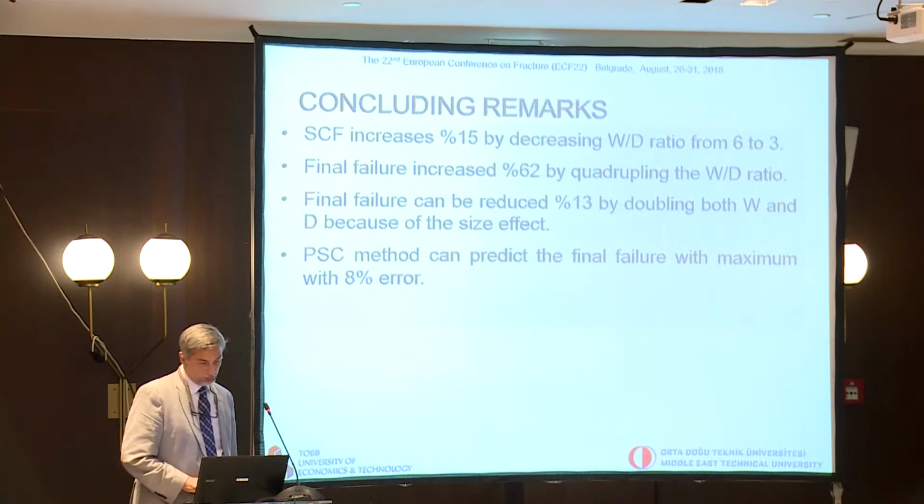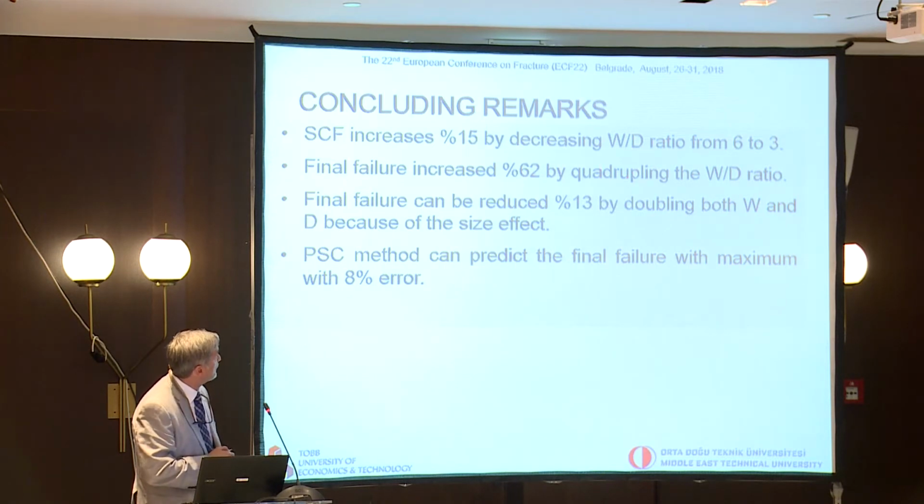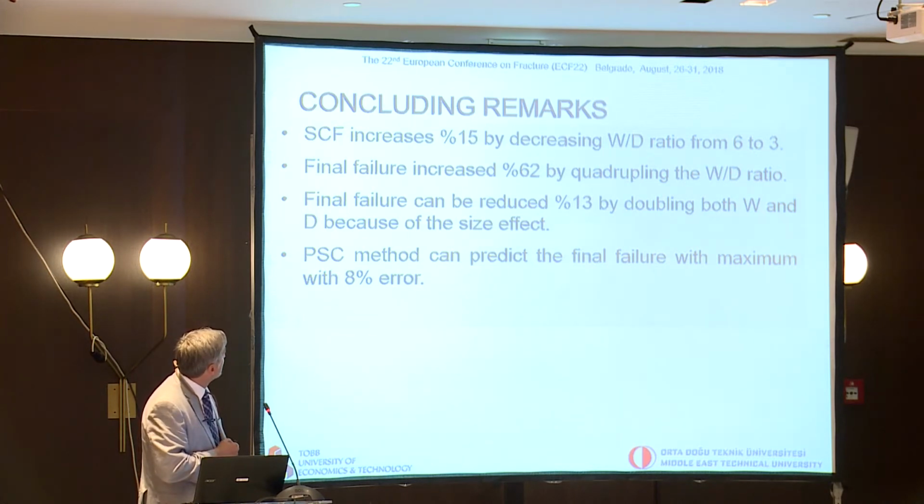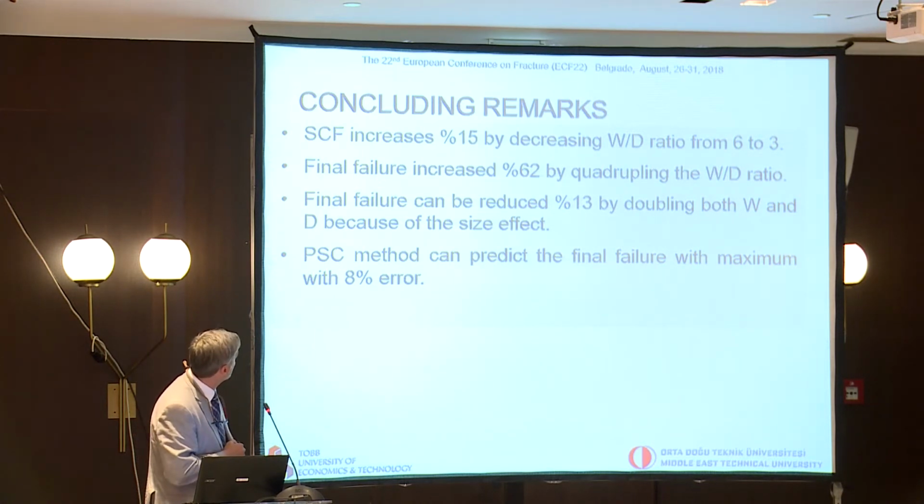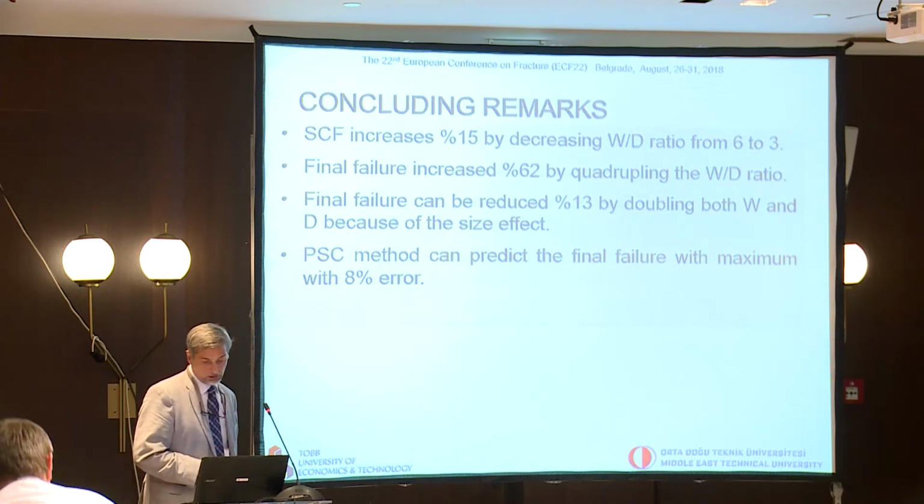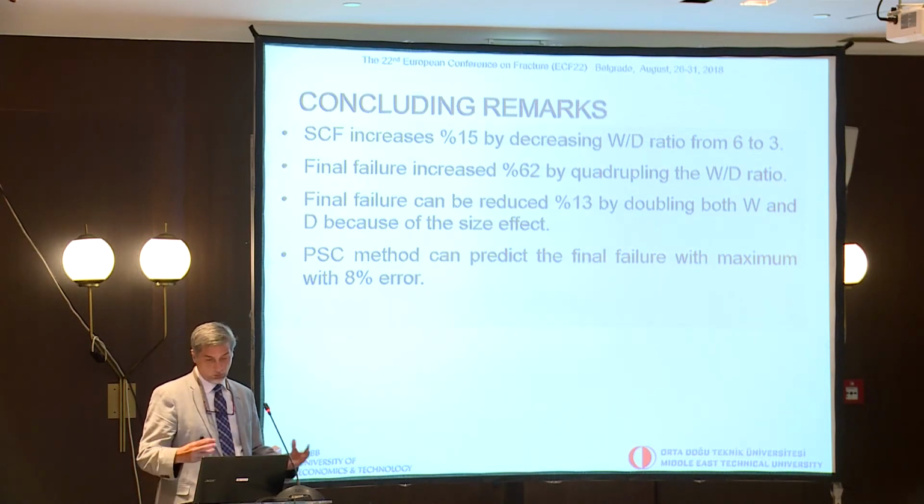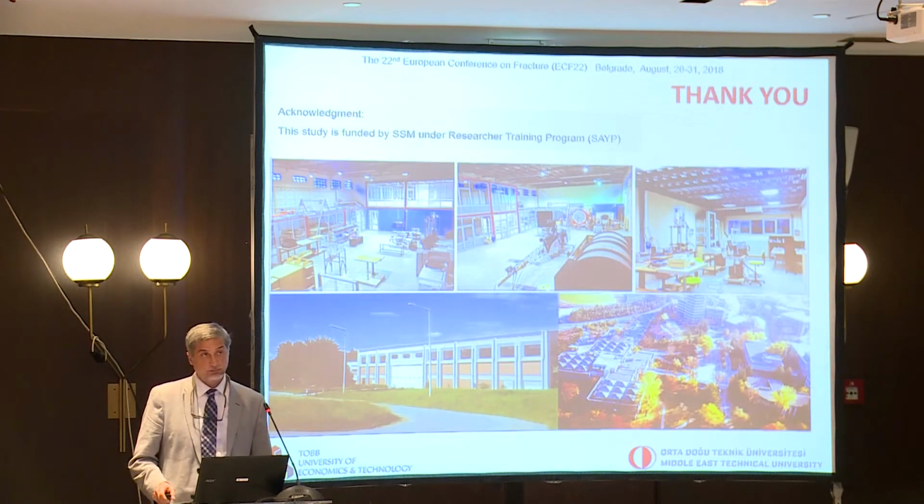So in conclusions, the stress concentration factor in this experimental work increases by 15% as we change the W over D ratio from 6 to 3. Final failure strength is increased by 62% when we change the W over D ratio of the composite specimen. Final failure strength can be reduced by 13% by doubling both W and D, keeping W over D, because of the size effect. And the PSC method is a good way to predict this. And that concludes my talk. In the future, this will be used for modeling. And thank you.